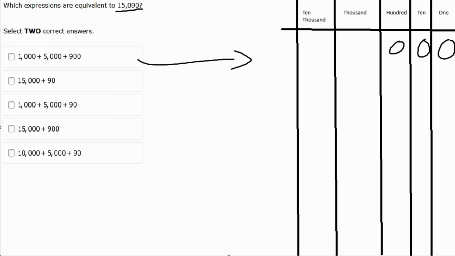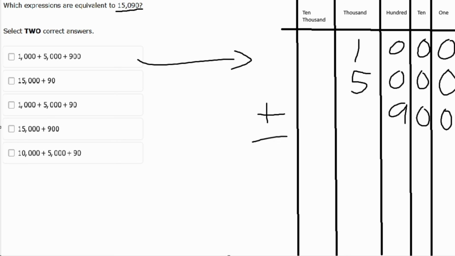Remember, when you're adding big numbers, always use your place value chart. All right, so we have 1,000. Then we're going to add to it 5,000. Then after that, we're going to add 900. Notice I'm always going to start on the right-hand side because I want to make sure everything is lined up perfectly. Then we're going to add it all up. 0 plus 0 plus 0 is 0. Same thing again. 0 plus 0 plus 9 is 9, and 1 plus 5 is 6. So we end up with 6,900. Does this equal 15,090? No.